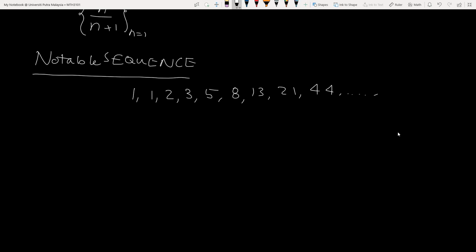Awak tahun keberapa ni sekarang ni? Tahun kedua eh? Have you seen this sequence? Apa dia? Tak pernah? Tak pernah. But have you heard about this? Yes, doctor.